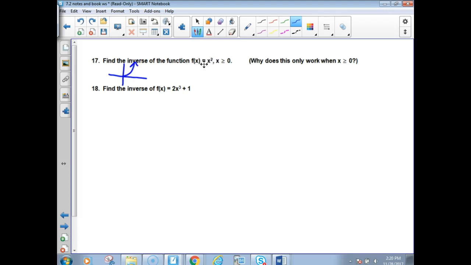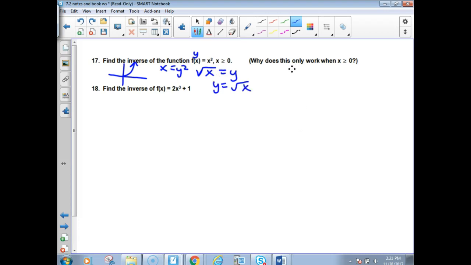Okay, so if you were to switch x and y, this is y, right? F of x is a y, right? If we switch x and y, it's going to be x equals y squared. Take the square root. You normally would have plus or minus, but we're not going to this time because we're only doing positive values. Okay, so the inverse is simply y equals the square root of x.